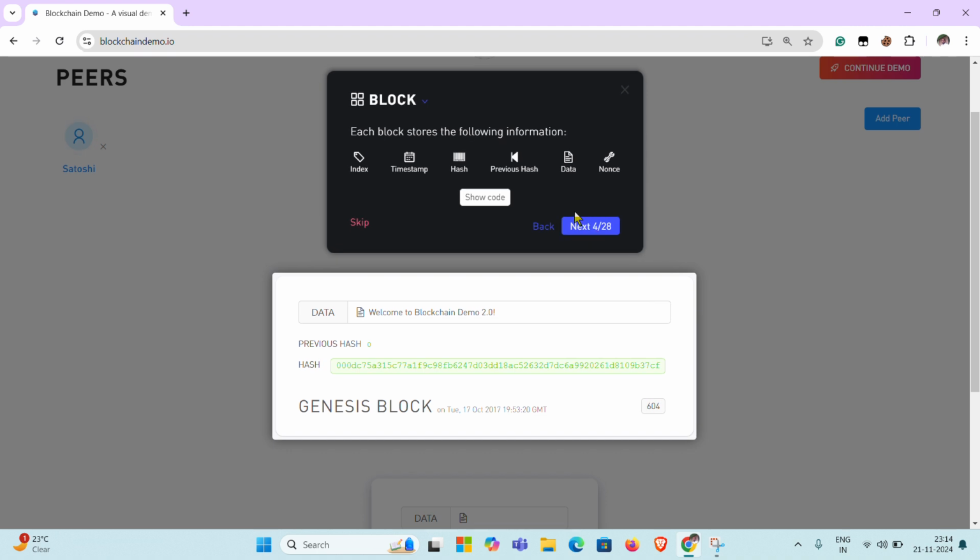Next, what is a block? In a blockchain, each block maintains the following information: index, timestamp, hash value, previous hash value, data, and nonce. One by one, we will look into them. First one, the index.